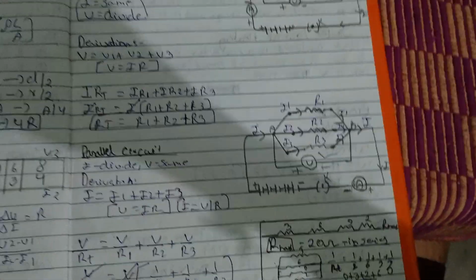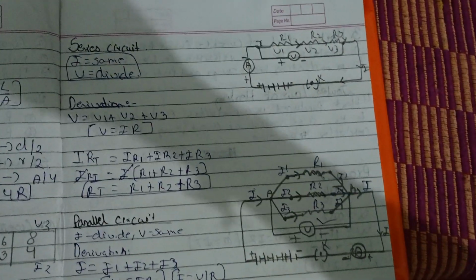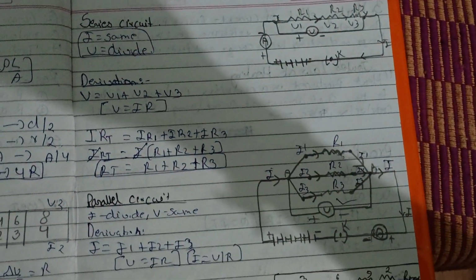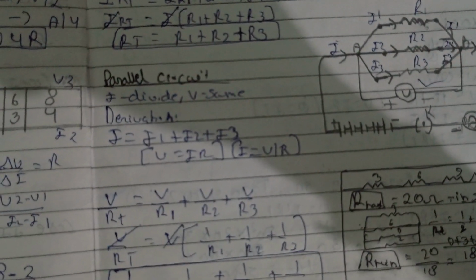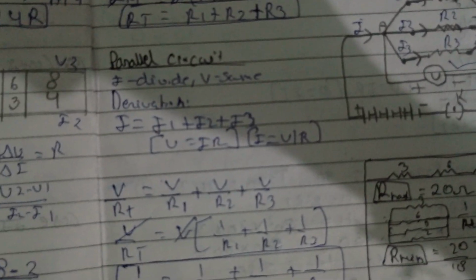Okay, so there is the series circuit. I is the same, and voltage is divided. There is the derivation, you can see that. Basically it is a formula application of V is equal to IR. This is a diagram of the series circuit. In the parallel circuit, I should be divided and V remains the same. This is the derivation, basically an application of Ohm's law, and this is the diagram.